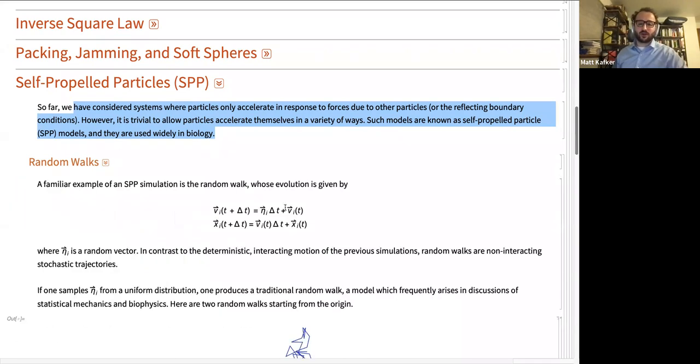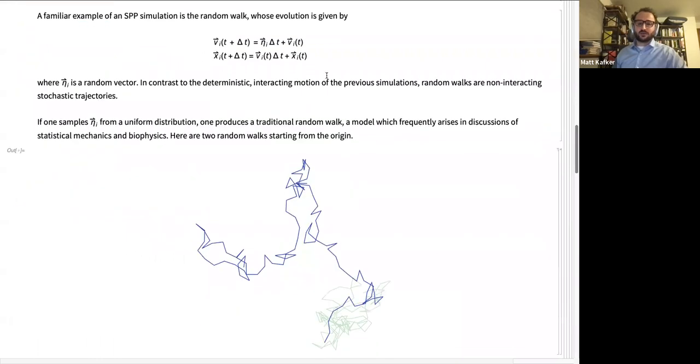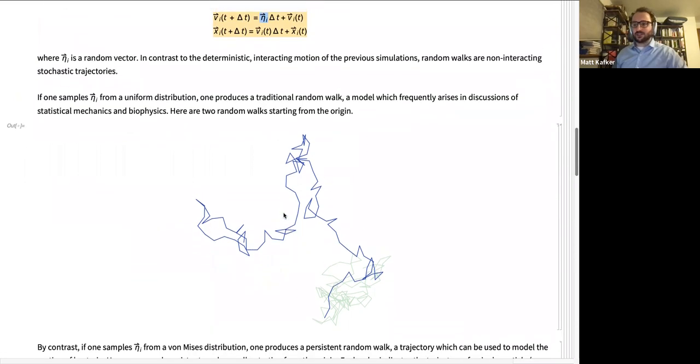The first example is random walks. Here are our equations of motion like we've had before, and the force is now just going to be some random kick in some direction. Then you get stochastic evolution like this. Everybody's seen this in their StatMech classes.